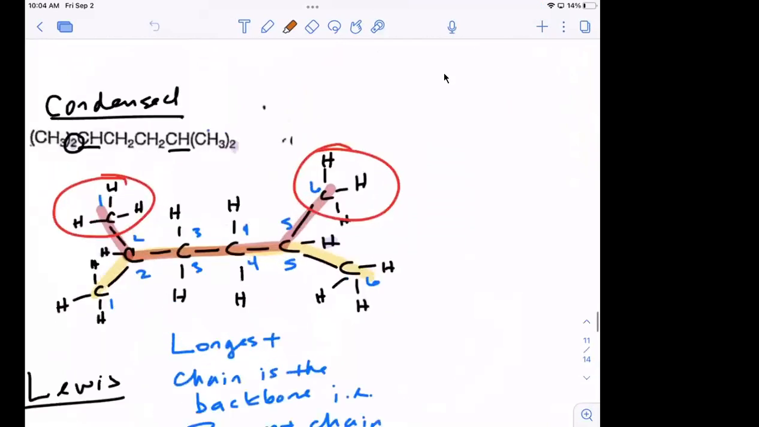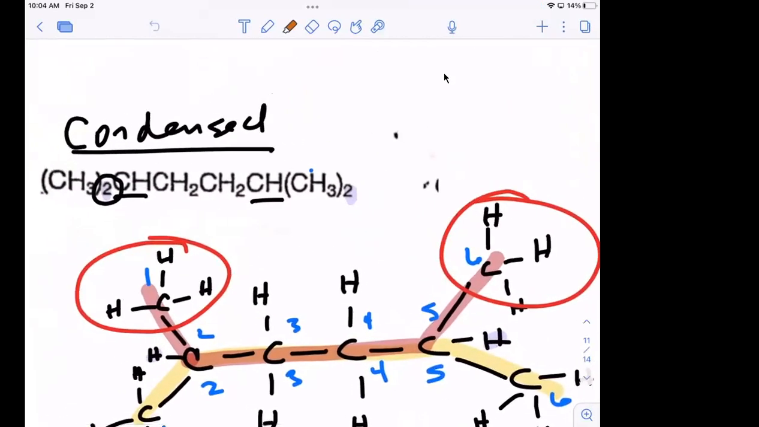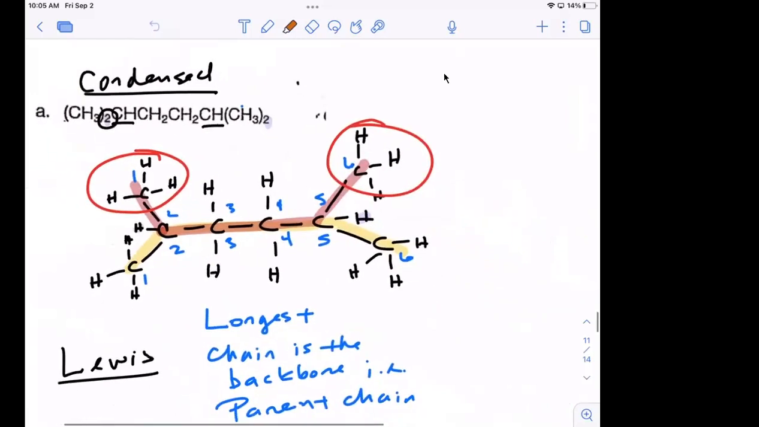condensed forms, right? Where we said that you would take the groups that are identical, group them up where possible, and put them in parentheses with subscripts. And then the subscripts indicate how many of each group is there. We talked about that. And then we took that and expanded it out to the Lewis form, where you draw all the carbons, all the hydrogens, all the bonds, show everything.